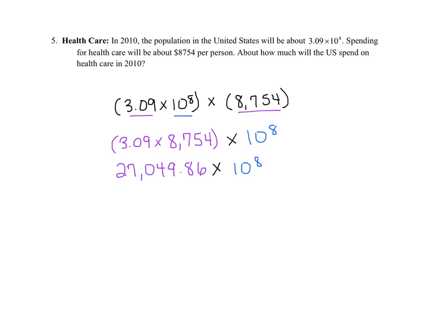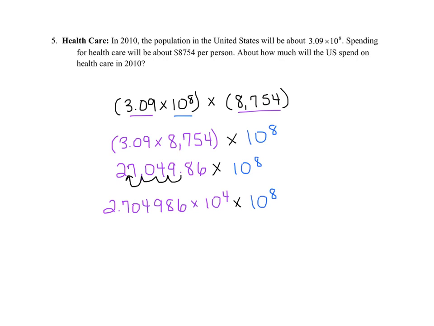Okay. Our next step, we want to change this into scientific notation. So we want to move the decimal over 1, 2, 3, 4. So that's going to give us 2.704986 times 10 to the 4th. And then you're going to multiply that by 10 to the 8th.